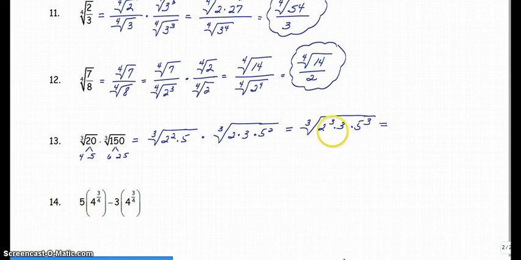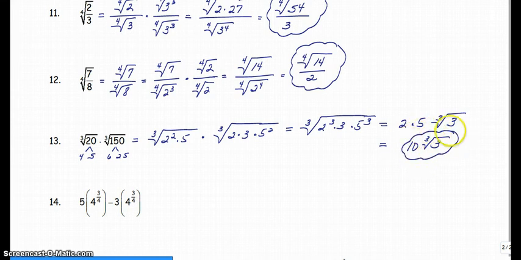Now I can go ahead and take the exponent and divide it by the index. So a 2 gets to come out, the 3 will have to stay in, and the 5, I'll get 1 5 that can come out. So I would have 2 times 5 times the cubed root of 3, and then 2 times 5 is 10 cubed root 3, and that would be my answer.